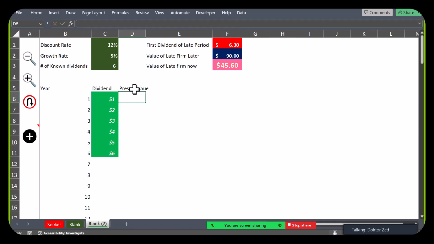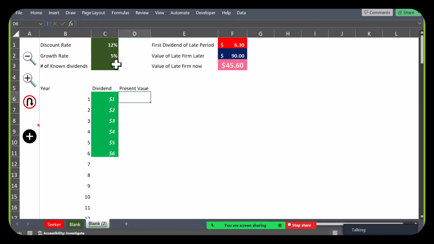Let's calculate the present value of each, because we're going to add them up.